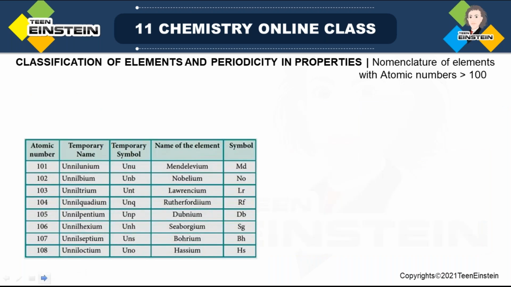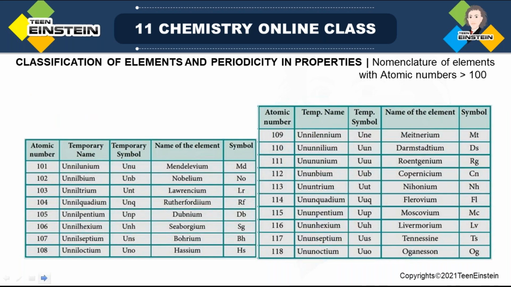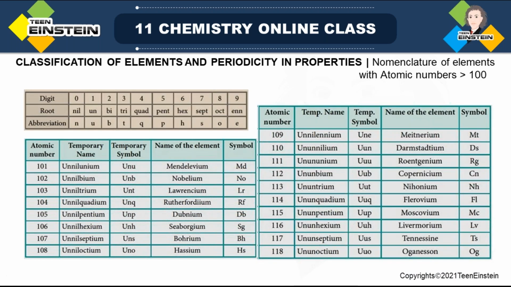Now we will see some examples. Starting from 101, and it is up to 118, because that is the maximum number of elements we have in the periodic table. So 101 and 111, these two we have already seen. Let's take another example. Suppose 108.